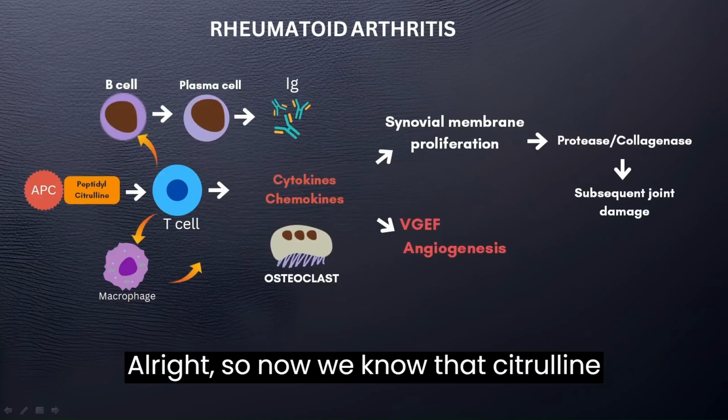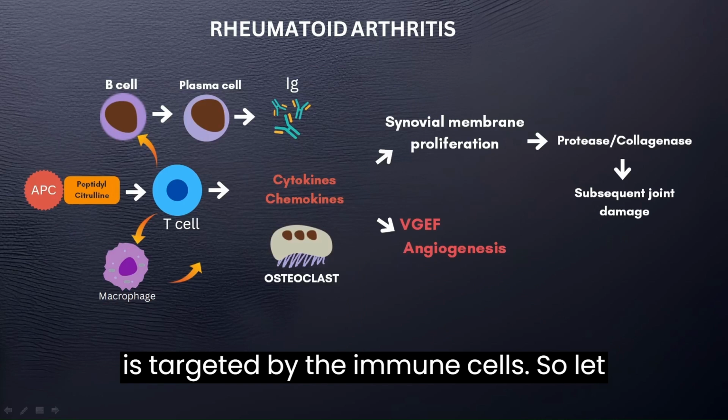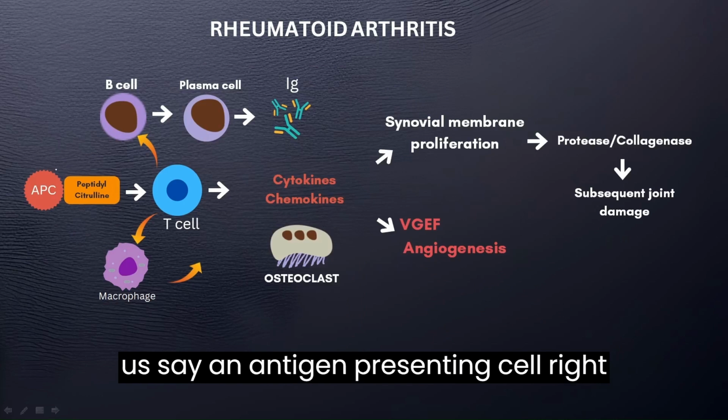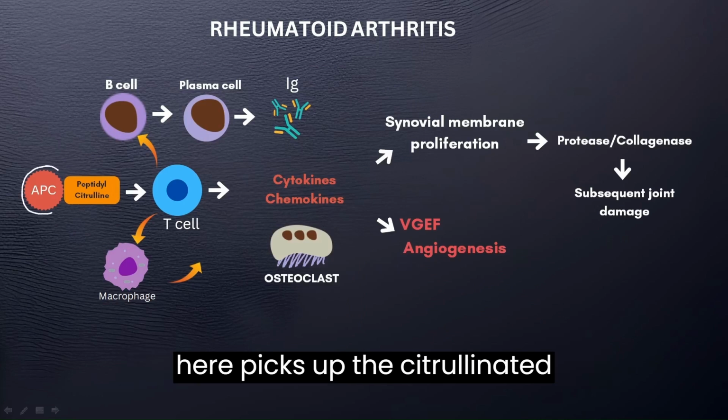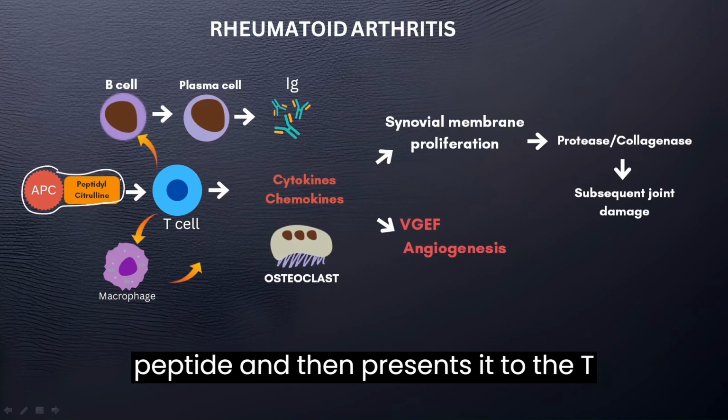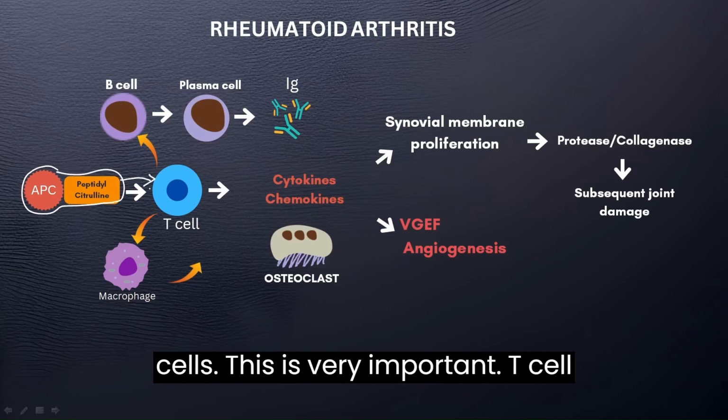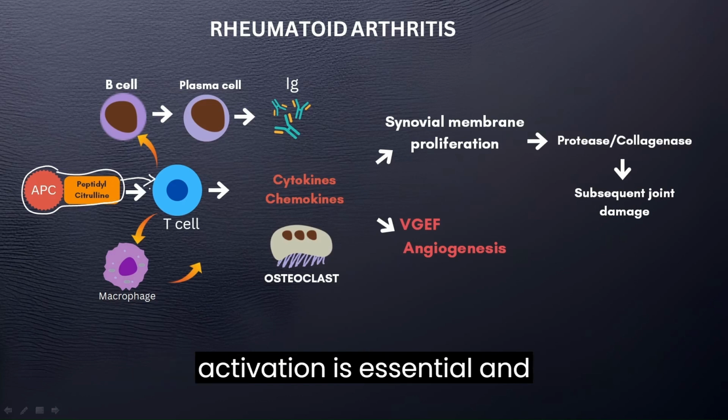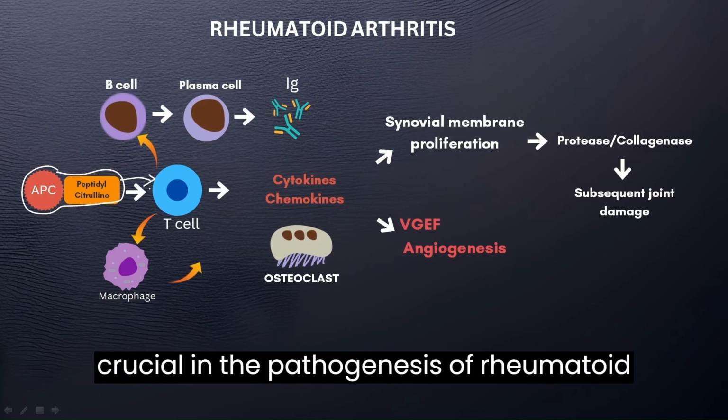All right, so now we know that citrulline is targeted by the immune cells. So let us say an antigen presenting cell right here picks up the citrullinated peptide and then presents it to the T cells. This is very important. T cell activation is essential and crucial in the pathogenesis of rheumatoid arthritis.